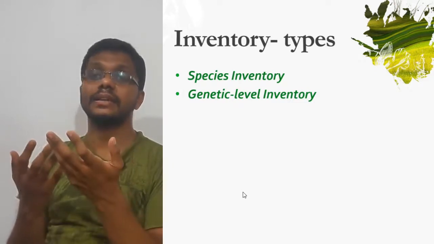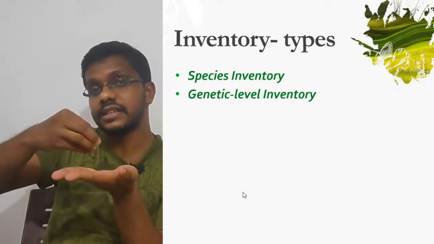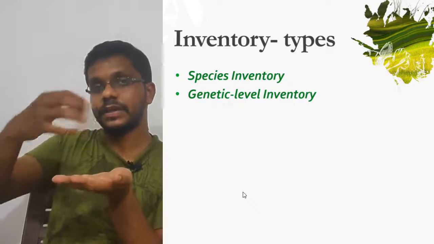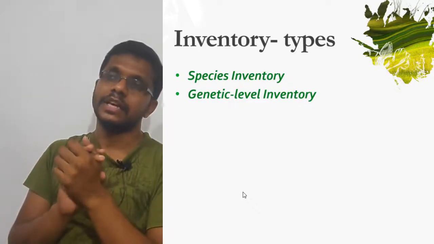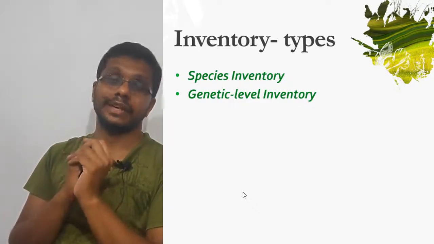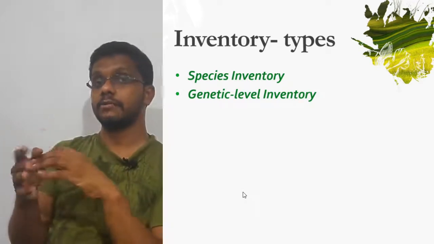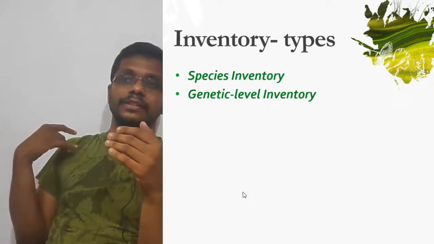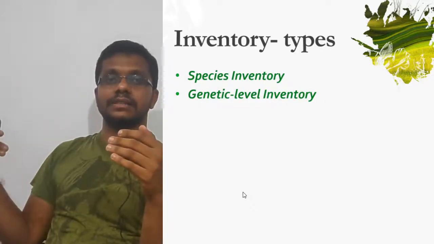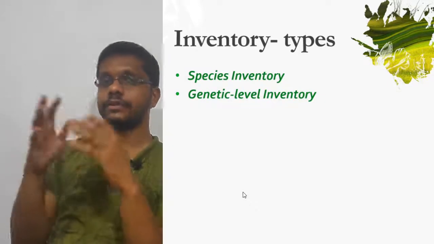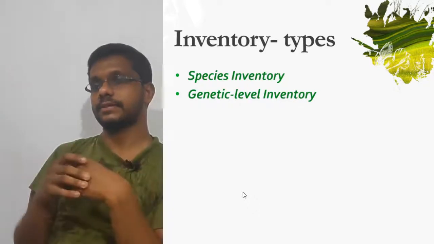Genetic level inventory is measuring diversity within a species, within a population of a species, how much diversity there is. If you really want to measure the performance of an ecosystem, it's better to measure the species diversity or species inventory. We are making the list of all types of organisms or different species within an area. That's better if you want to know the overall performance of an ecosystem.